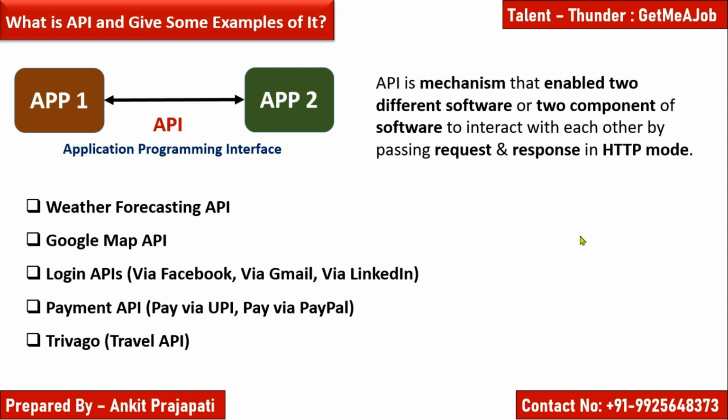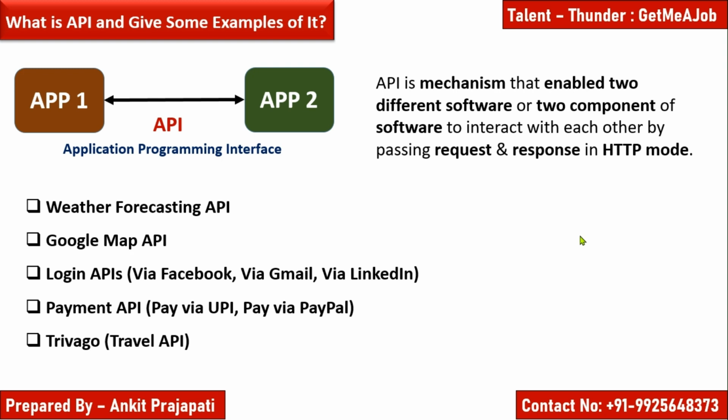So what are the different examples? On our smartphone, sometimes we have widgets with weather information. Let's suppose you are in Bangalore, it shows the weather of Bangalore when you turn on your internet. That is coming from the weather forecasting API. Then we have Google Maps. Applications like Uber and Ola use the Google Maps API to showcase the distance between the start and end point for the customer.